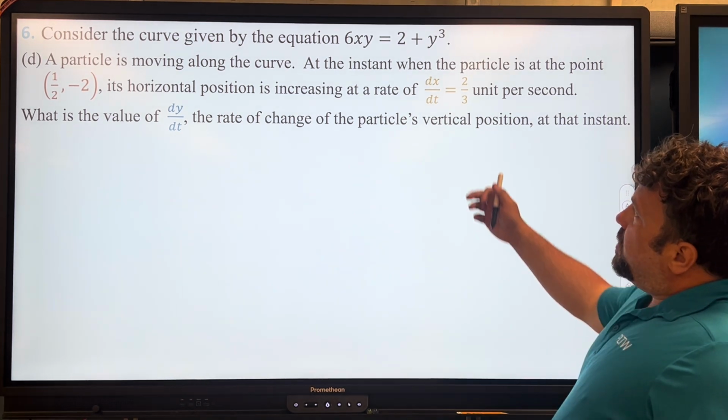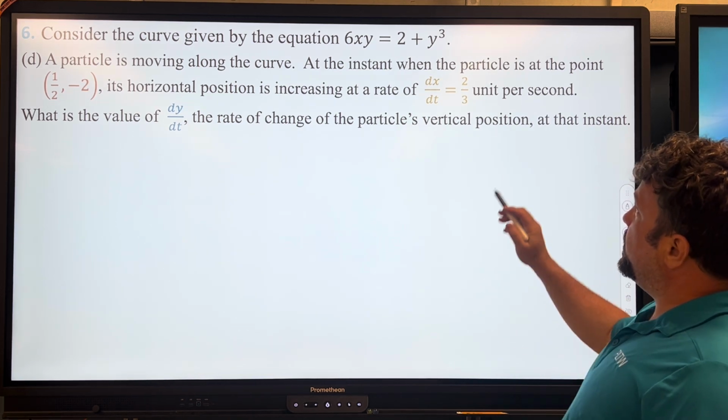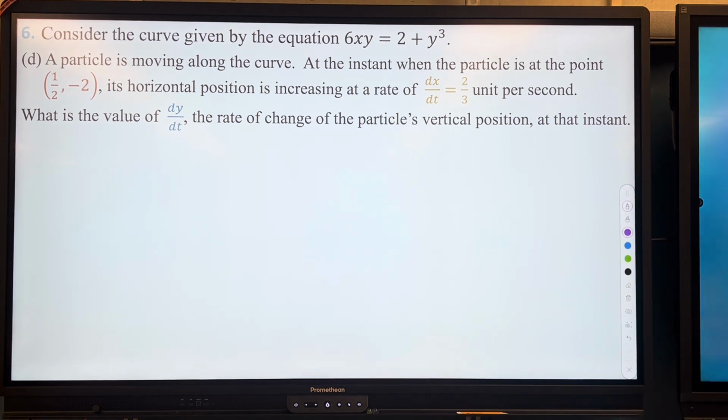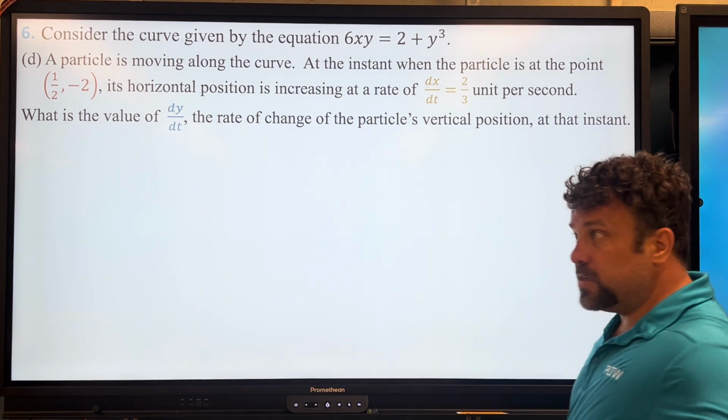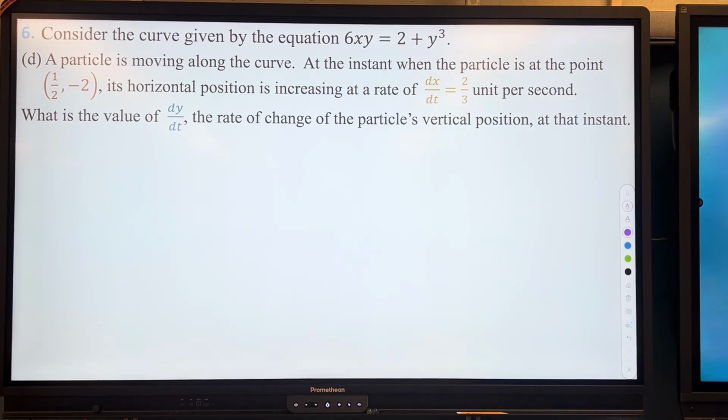Consider the curve given by the same equation. A particle is moving along the curve. At the point (1, -2), the one we just found, the particle's horizontal position is increasing at a rate of dx/dt is 2/3 unit per second. What is the value of dy/dt, the rate of change of the particle's vertical position at that instant?